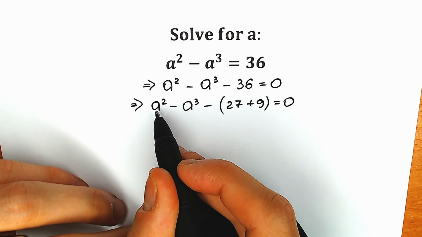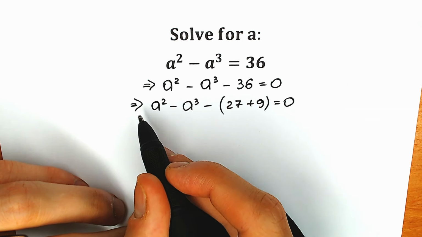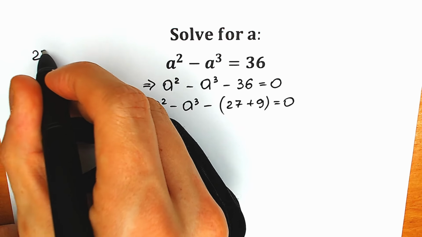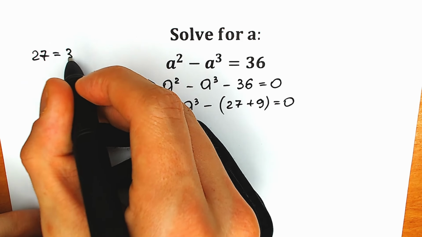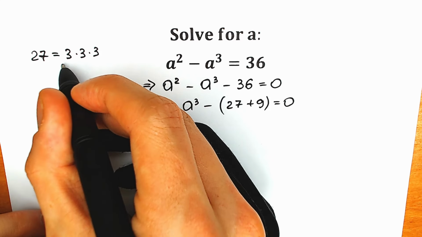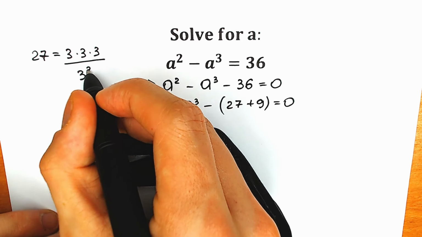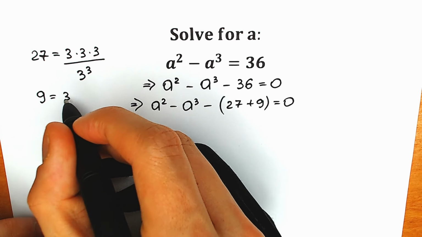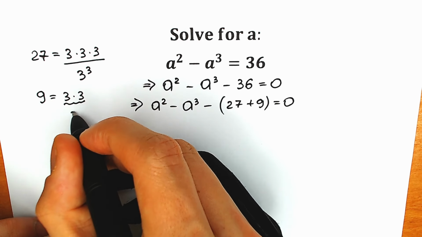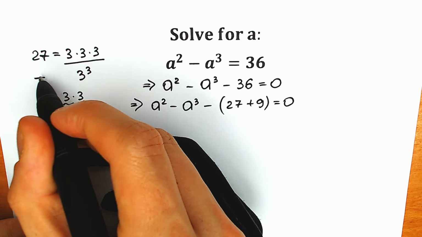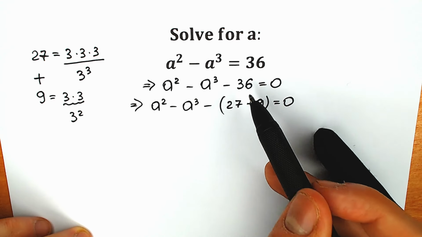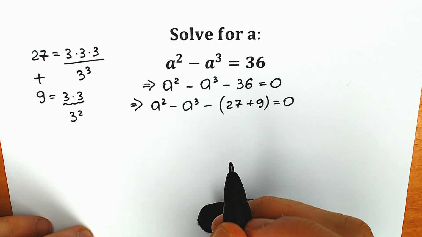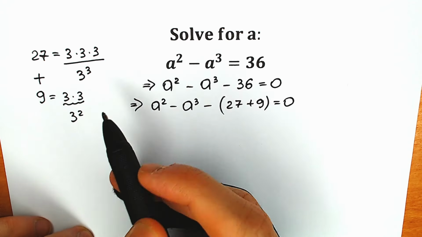Right here in the beginning, we have a square and a cube. 27 is a really great constant for us because 27 can be written as 3 times 3 times 3, so we can write it as 3 cube. And 9 we can also write as 3 times 3, so 3 square. When we add 27 plus 9, we have exactly our value, 36. It's also really great because then we're going to group cubes and squares.